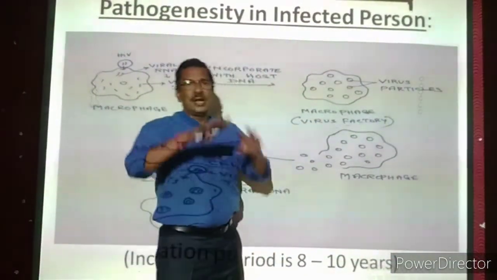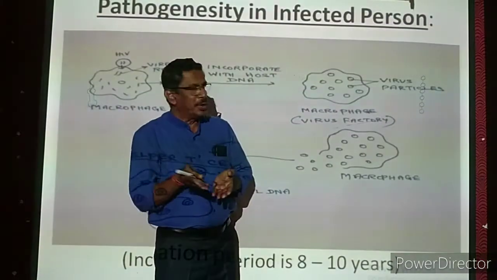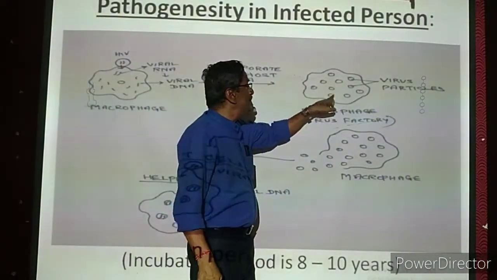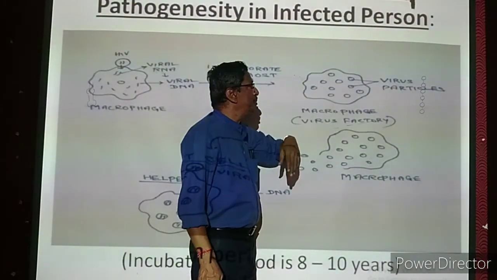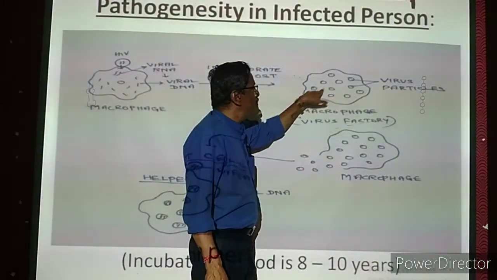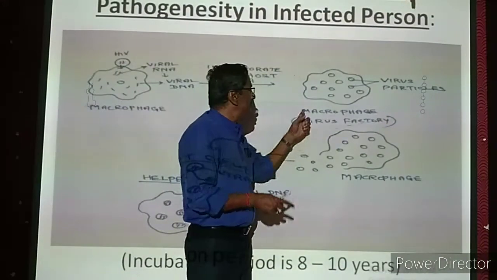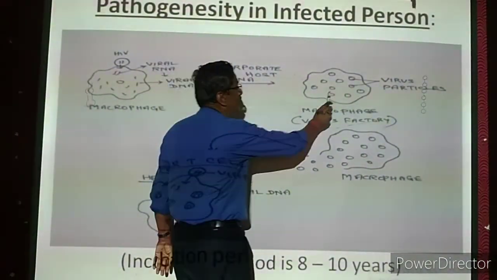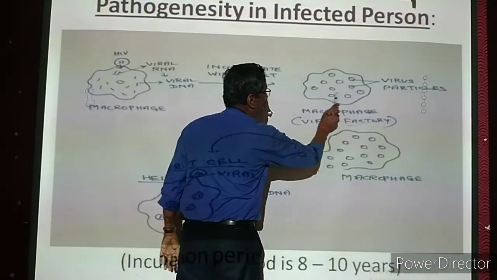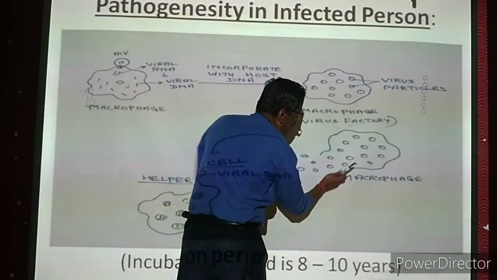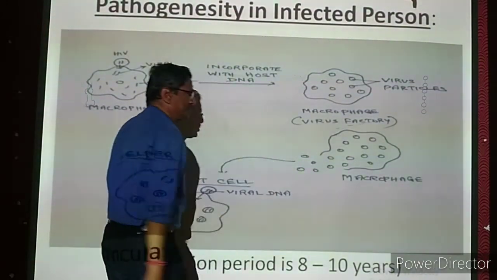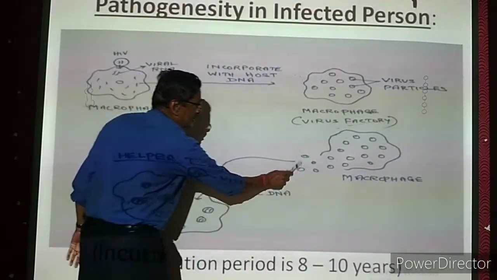Once again, what will happen? Outer envelope, then inner capsid, then two strands of RNA, everything will be there. A lot of spherical shaped viruses will be produced by using the cytoplasm. So the cytoplasm of the macrophage is used, and the macrophage will die. Once the viruses have multiplied inside the macrophage, the dead macrophage will burst open and it is released. Now all the viruses are released.